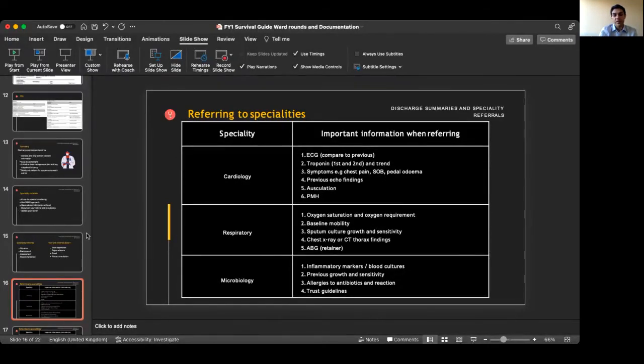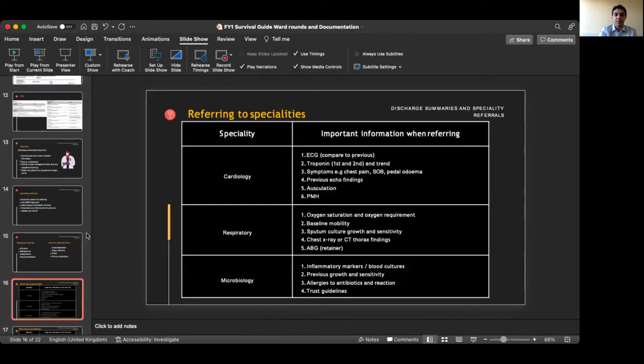If referring someone to respiratory, it's important to mention their oxygen saturation and their oxygen requirements. So, for instance, if someone has new onset oxygen requirements, it's important to let the consultant or registrar know when referring this patient across and how much oxygen they're requiring. So, for instance, you can say Mrs X is needing 2 liters of oxygen and she's maintaining sats of 90% on those.